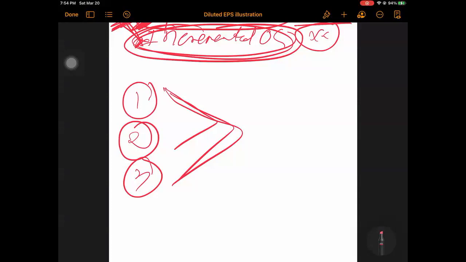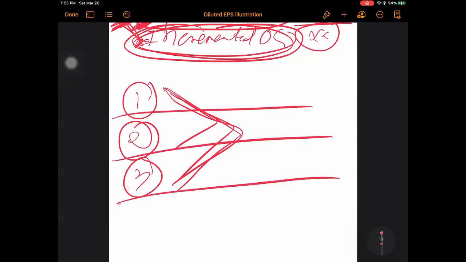So, how do we account for this? We need to identify if these three potential ordinary shares are dilutive or anti-dilutive. How do we do that? We need to separate them when we account for them. So, we consider them separately or individually rather than in the aggregate, because we need to identify if each one is dilutive or anti-dilutive.